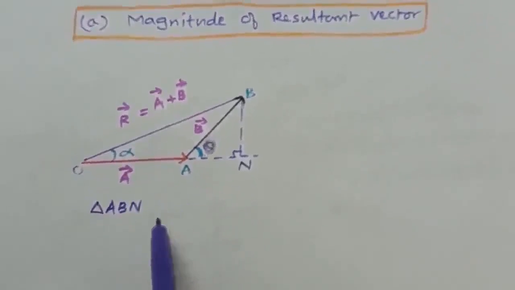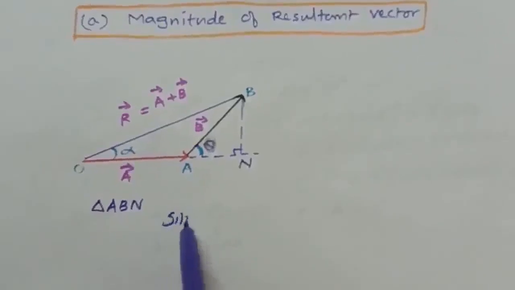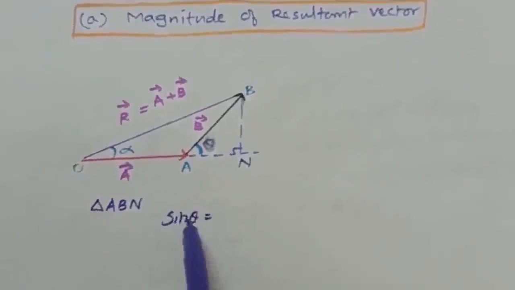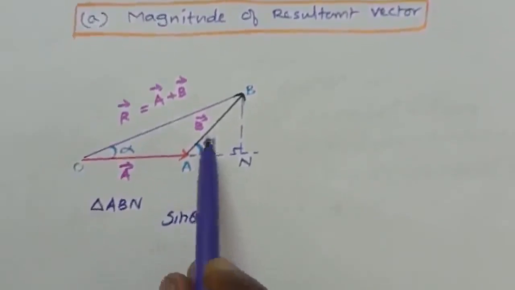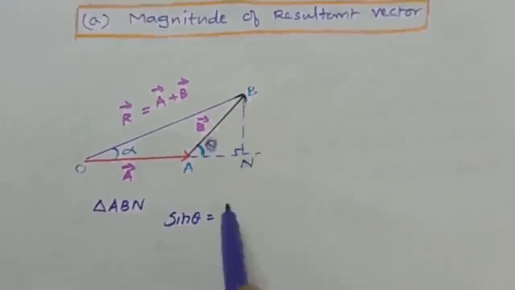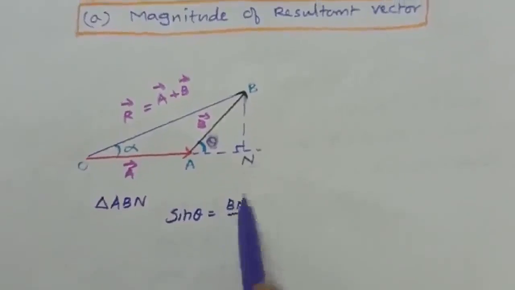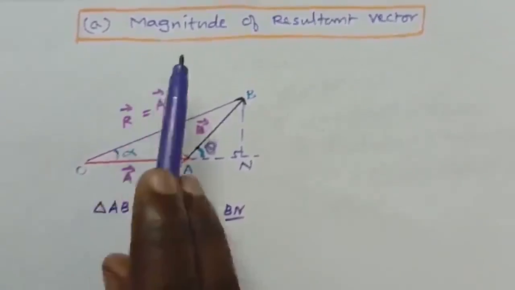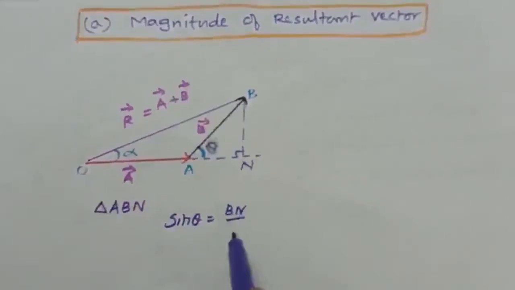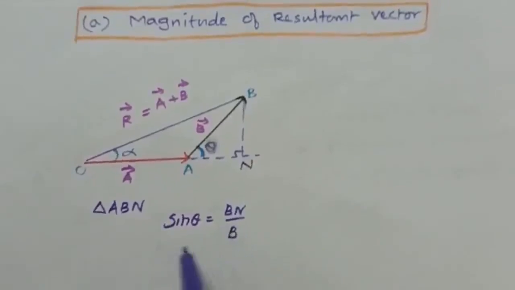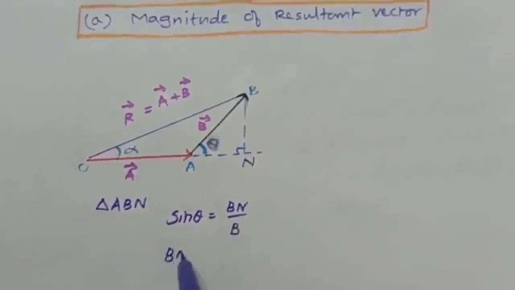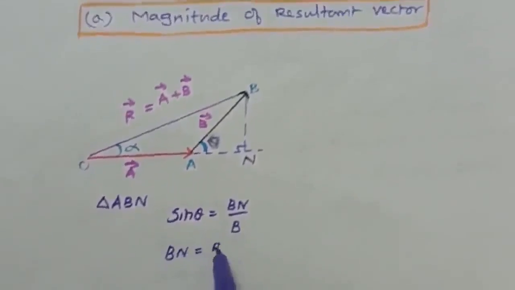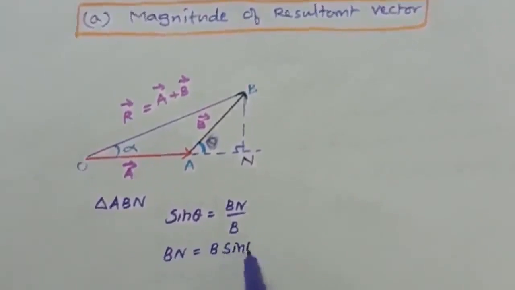What is the formula for sin theta? Sin theta is equal to opposite by hypotenuse. What is the opposite? BN, divided by what is the hypotenuse? B vector. Now we are only calculating magnitude, so simply write it B. Therefore BN is equal to B sin theta.